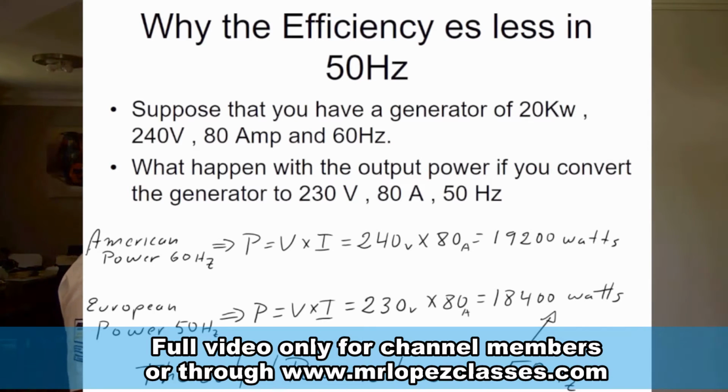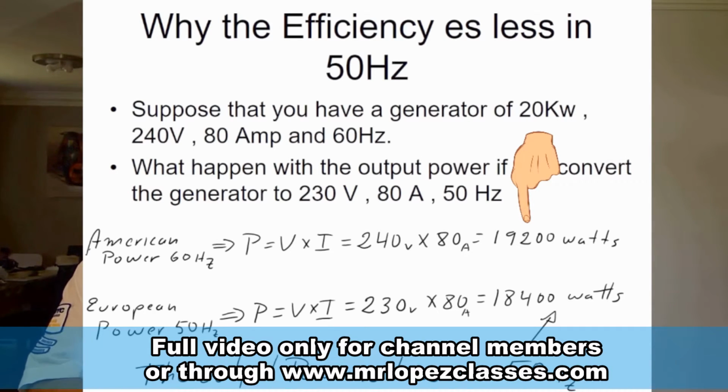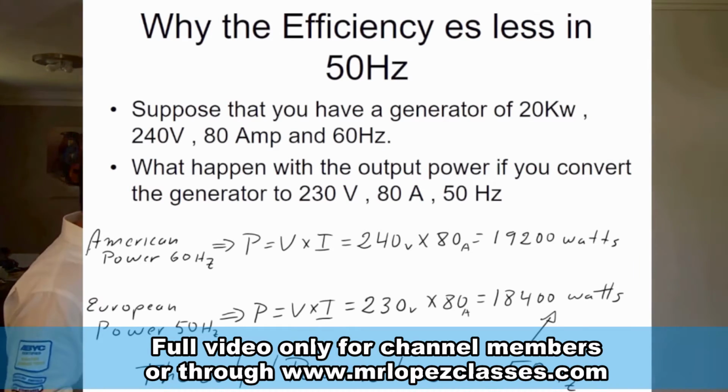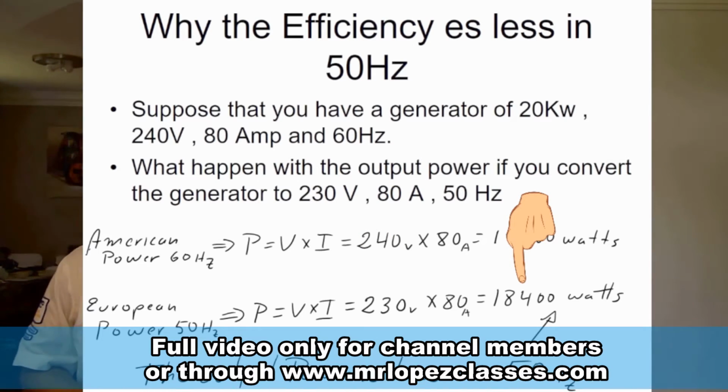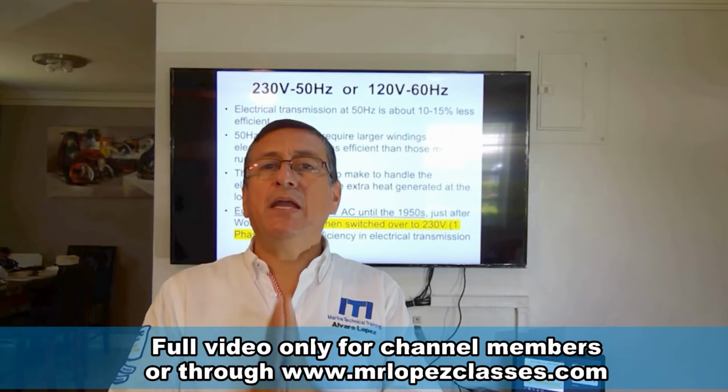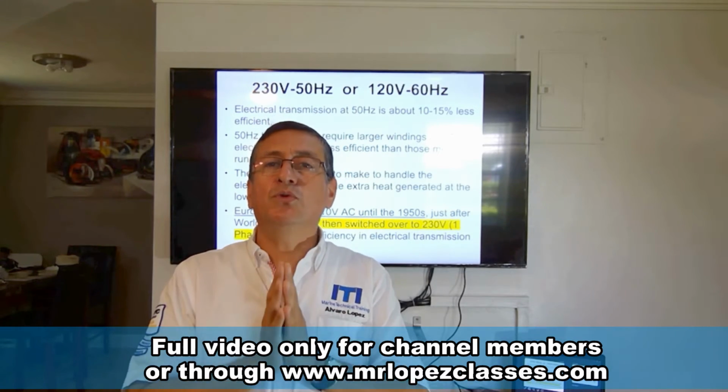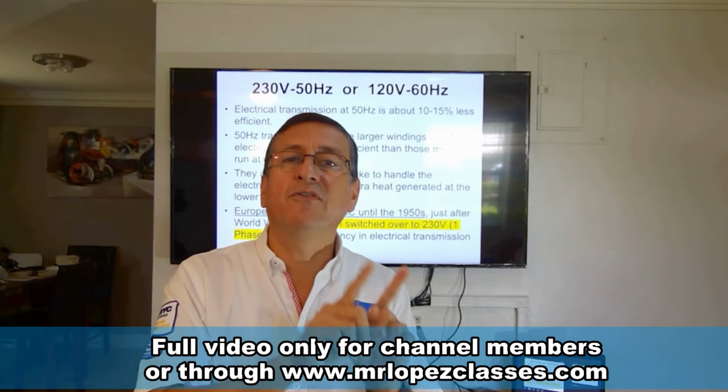Okay, let me check the power. The power in the American generator is equal to the voltage, 240, times the intensity. Okay, I have 19,200 watts. I have 19.2 kilowatts in the American generator. Okay, I am going to convert the generator into a European generator. Right now the generator produces 230 volts and produces the same 18 amps. Okay, the power is 18,400 watts, 18.4 kilowatts.